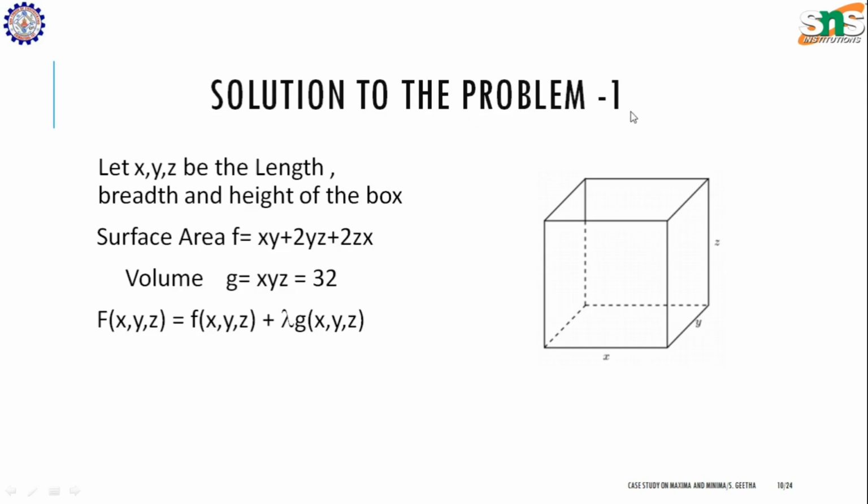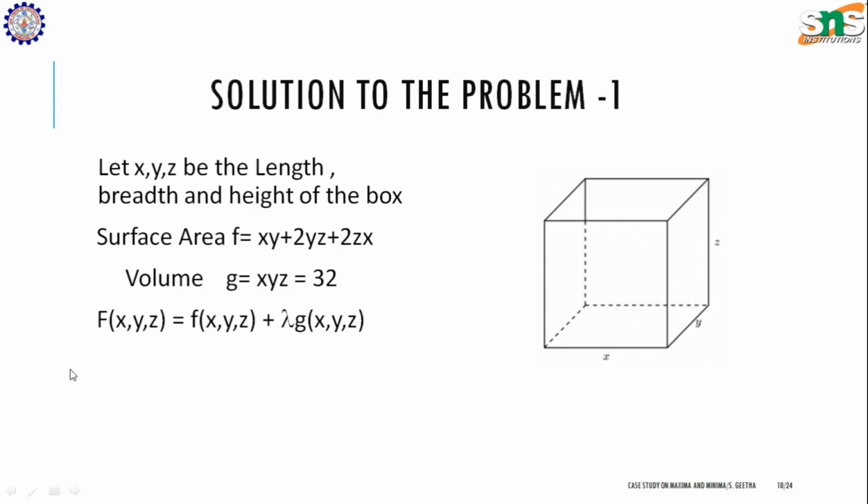Next, solution to problem 1. Let x comma y comma z be the length, breadth and height of the rectangular box. Here the surface area is the unknown value, which we take as f. The rectangular box is open at the top, so surface area f is xy plus 2yz plus 2zx, and the known value, volume, we take as g. So g equal to xyz equal to 32.